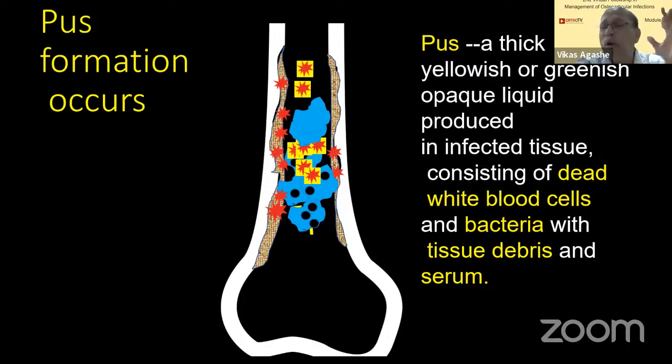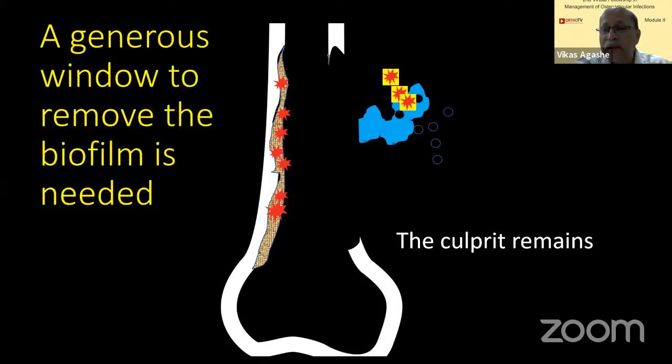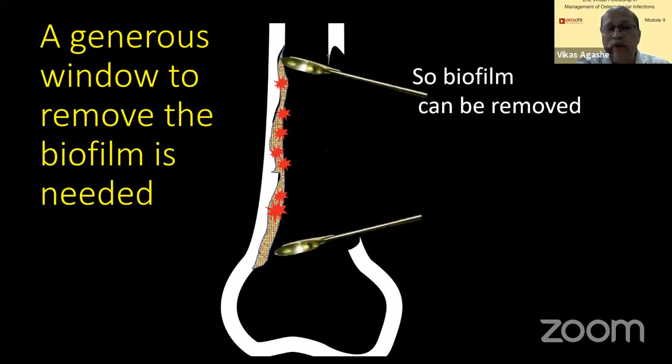Why? Because we don't know at what point of time the bacteria form biofilm. They may form at 5 days, 7 days, 10 days, or sometimes later. But even at 5 days, you may have a biofilm. And therefore, if we make a small window, I shared a case where I had made a small window and I drained pus. What remains inside is a significant biofilm, and therefore the culprit still remains. A generous window to remove biofilm is absolutely necessary.